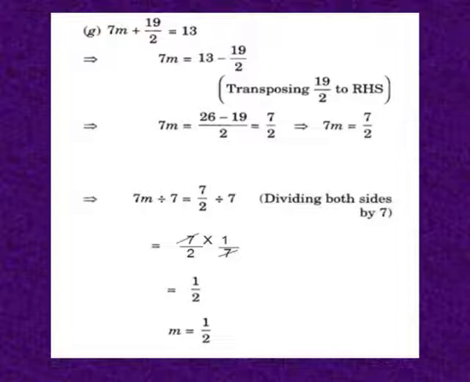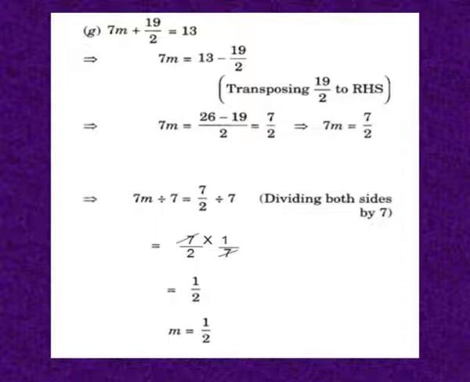Now consider our RHS, that is 13 minus 19 by 2. Since the denominators are different, we can take LCM to solve. By taking the LCM of 1 and 2 is 2, so that it becomes 26 minus 19 by 2, which is equal to 7 by 2. Now our equation is 7m is equal to 7 by 2. Again we are dividing with 7 on both sides. We got 7m by 7, which is equal to 7 by 2 divided by 7.